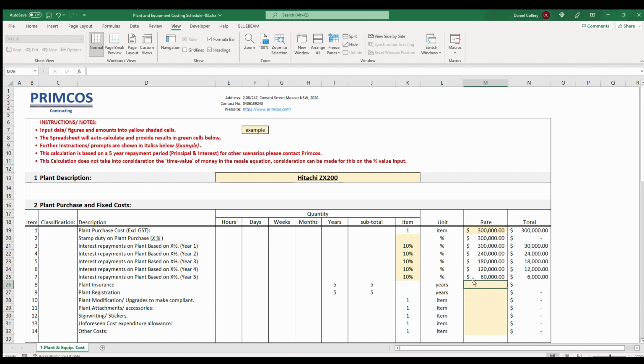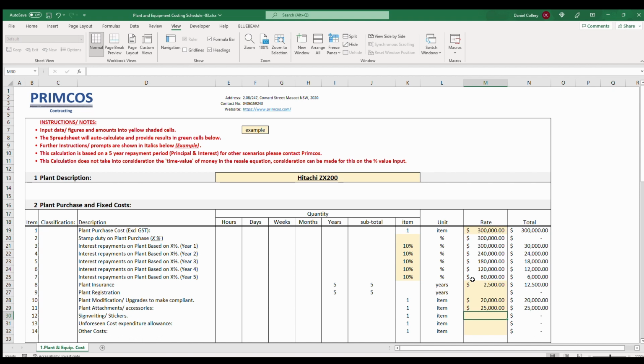Plant insurance, this is going to vary, but for the purpose of this example, we'll say 2,500 per year. Plant registration, we're going to say it's not applicable for this item, so we leave that blank. Plant modifications, upgrades to make site compliant, again variable depending on what's required and the site requirements. So a general, say 20,000 to go into this item. Plant attachments, accessories, again this one can change. We'll say 25,000 for this excavator.